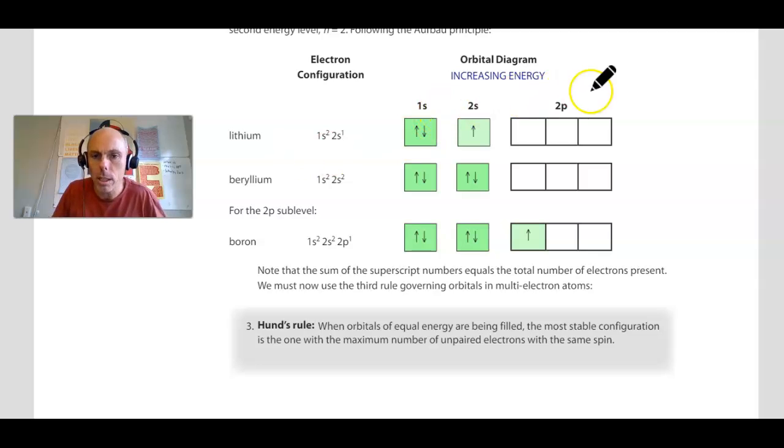While the boxes for the 2p sublevel are drawn, there aren't any electrons in them. And if I were doing this for lithium, I wouldn't draw these at all. I would just draw the 1s box, the 2s box, 2 arrows in the 1s box, 1 in the 2s box, and leave these out. Beryllium has 1 more electron than lithium, which is why we see a second electron in the 2s orbital. Again, no electrons in the 2p because there's only 4 electrons total. And lithium's electron configuration is 1s2 2s1, whereas beryllium's is 1s2 2s2.